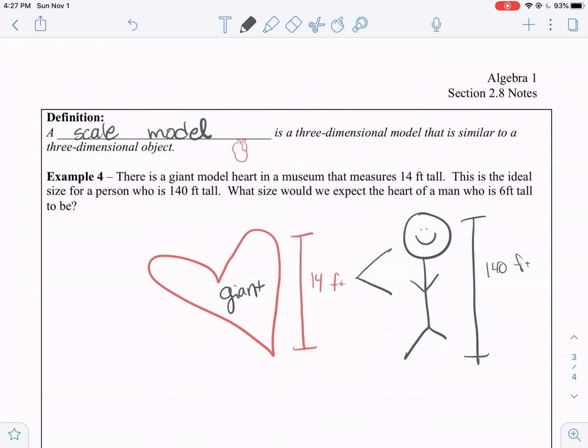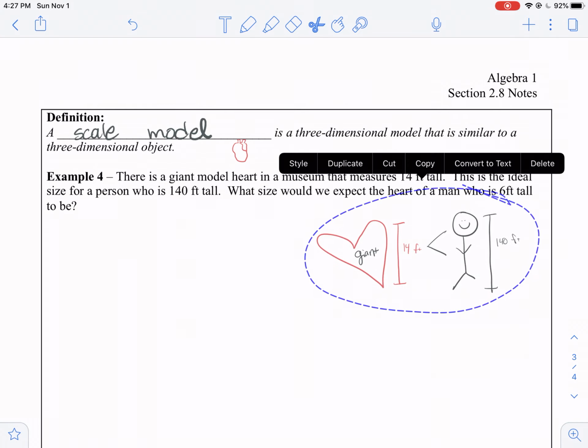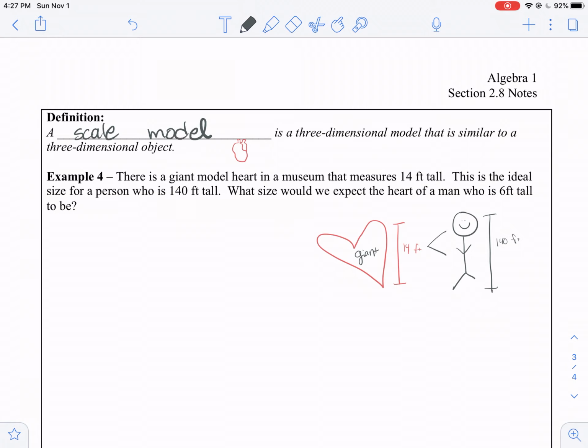Wow. Now, what size would we expect the heart of a man who's 6 feet tall to be? Well, we need to set up a proportion, and then we'll solve it. So step 1, set up a proportion. So proportion is when you have two ratios that are equal to each other. And remember, you need to have your buddy measurements lining up. So let's put the heart on top and the overall person on bottom. We'll set up a giant ratio, and then we'll set up a regular sized person ratio.